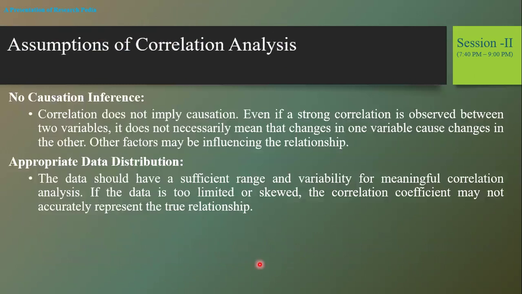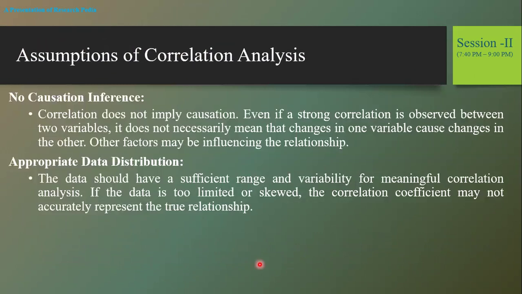The last two assumptions are: no causation inference. You cannot conclude that both variables cause each other. Correlation does not imply causation. Even if a strong correlation is observed between two variables, it does not necessarily mean that changes in one variable cause changes in the other. Causation is basically related to regression, not correlation. So you cannot decide here that if two variables are correlated and significant, they may cause each other. Appropriate data distribution: your data needs to be appropriately distributed.